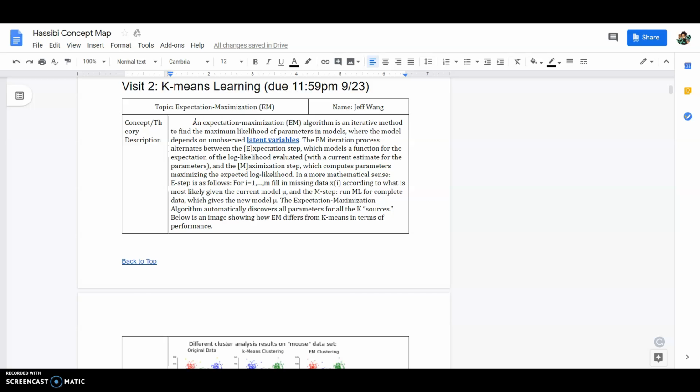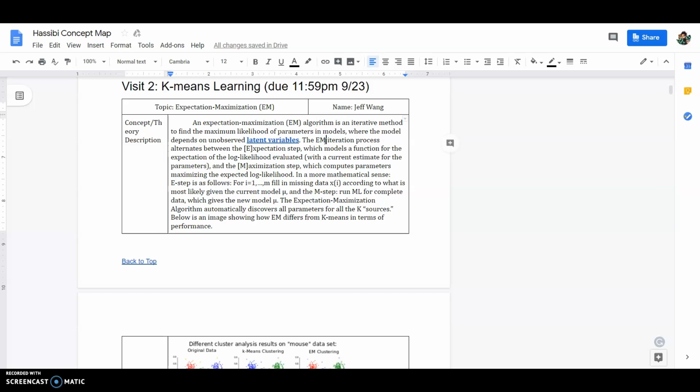Hi, my name is Jeff, and today we'll be talking about the expectation maximization algorithm, which is an iterative method to find the maximum likelihood of parameters in models where the model depends on unobserved latent variables. And latent variables are essentially just variables that are unknown to us. However, their values are pretty much inferred from other variables.